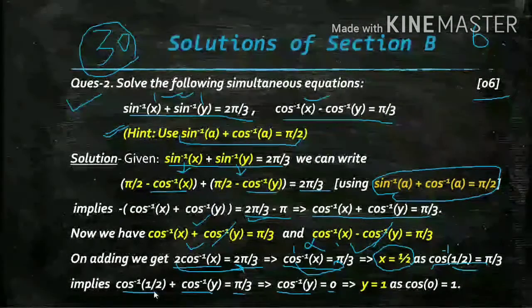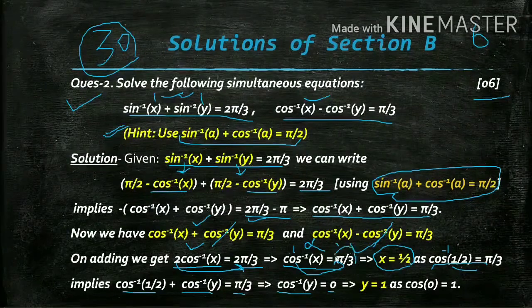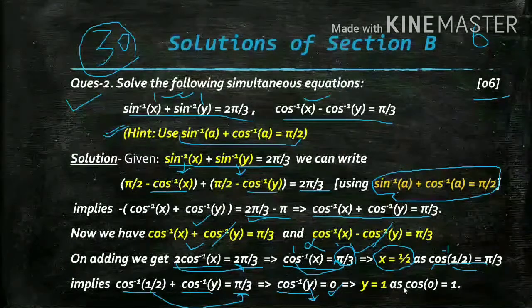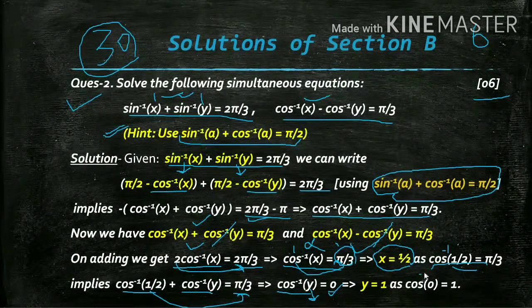Cos inverse half is what? Pi by 3. It is also pi by 3. When pi by 3 comes up here, pi by 3 minus pi by 3 will be 0 only. Now at which value do you have this angle 0?